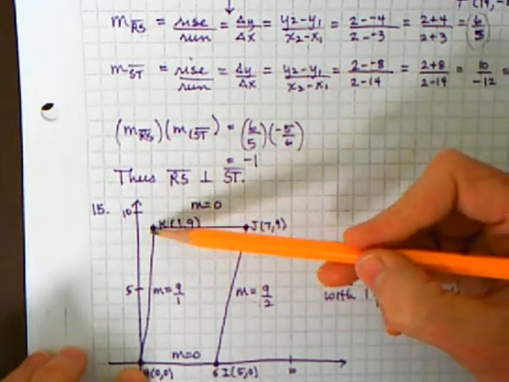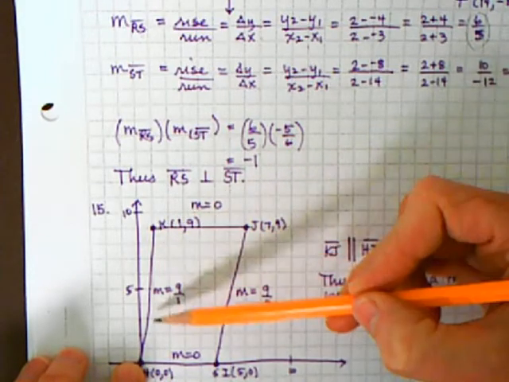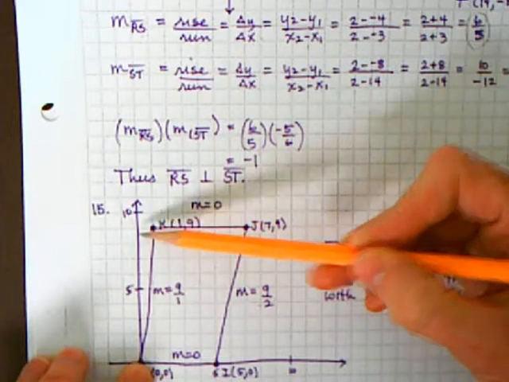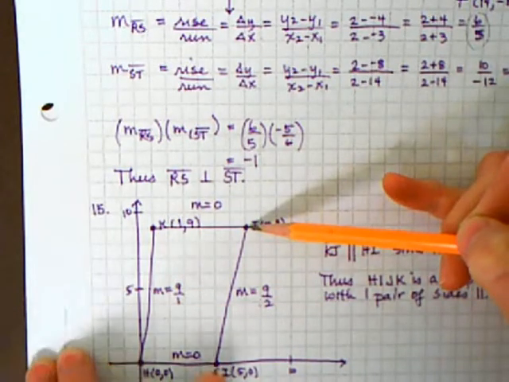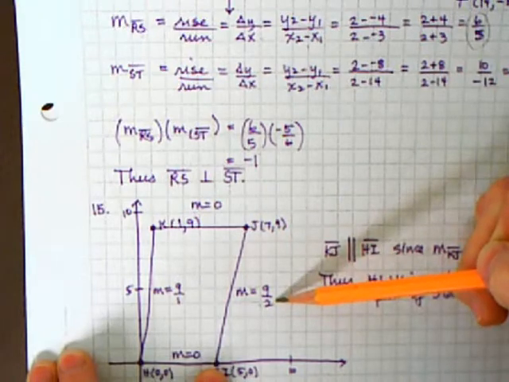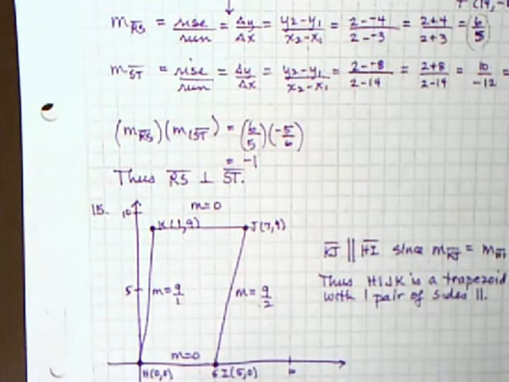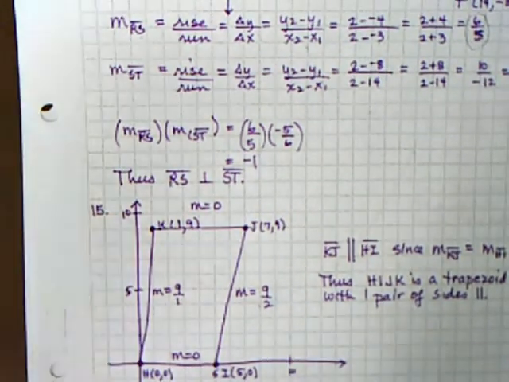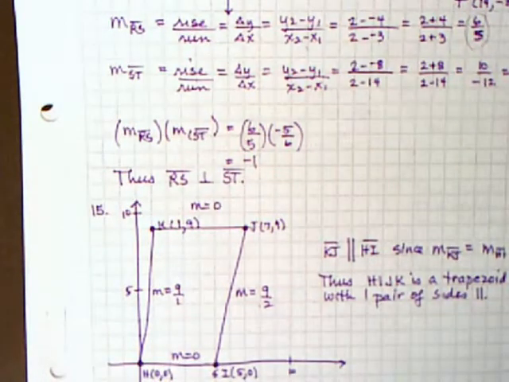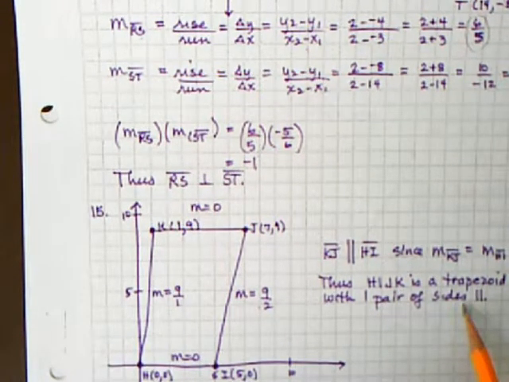Now, this point here is (1, 9), so the slope of this line right here from H to K, well, let's see, the rise is going to be up 9 over 1, rise over run, 9 over 1. So the slope of this line, HK, is 9 over 1. The slope of this guy, well, it's up 9, and this time it's over 2. So 9 over 2 is the slope from J to I. So I'm looking at this thing, and I'm noticing that I have 2 slopes that are the same, these horizontal lines with the same slope, and 2 slopes that are different. And so there's only one figure that I know of that is a 4-sided figure with 2 lines parallel, and that is a trapezoid. So thus, HIJK is a trapezoid with 1 pair of sides parallel.